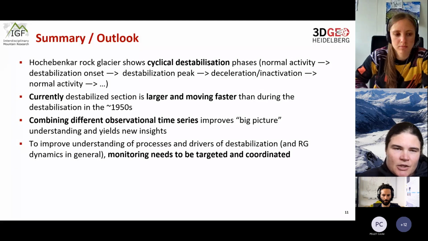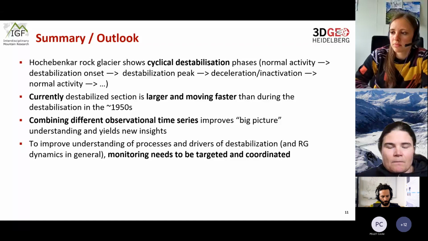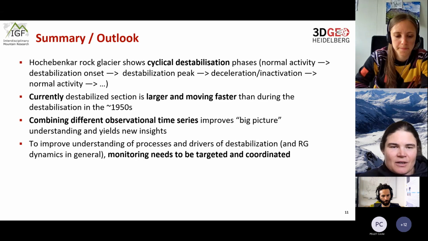The destabilization we're seeing now seems to be affecting a larger area, and things are moving quite a bit faster than what we had in the 1950s and 60s, although of course that data is less complete. As is typical with rock glaciers, we don't exactly know why it's going faster now. Of course, we assume it has something to do with rising ground and air temperatures, probably more liquid water in the system. But there are many open questions there.